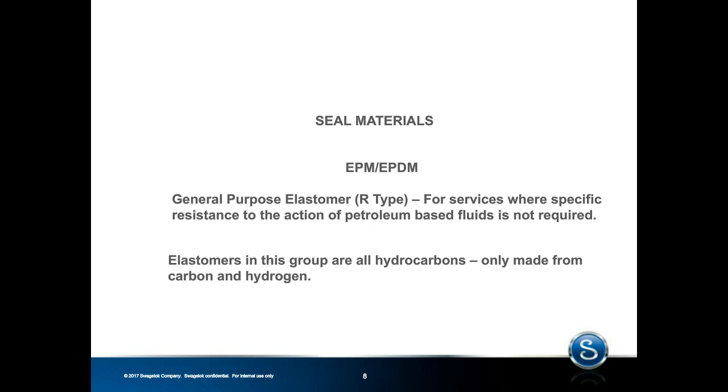is ethylene propylene. Ethylene propylene is really a very general purpose elastomer. I think it's the easiest one to understand, and we'll go through that here this morning. The thing that I want to point out that's really important, if you're taking notes, one of the really important takeaways here is this group of elastomers is only for parts of your process where chemical resistance to petroleum-based fluids is not required.